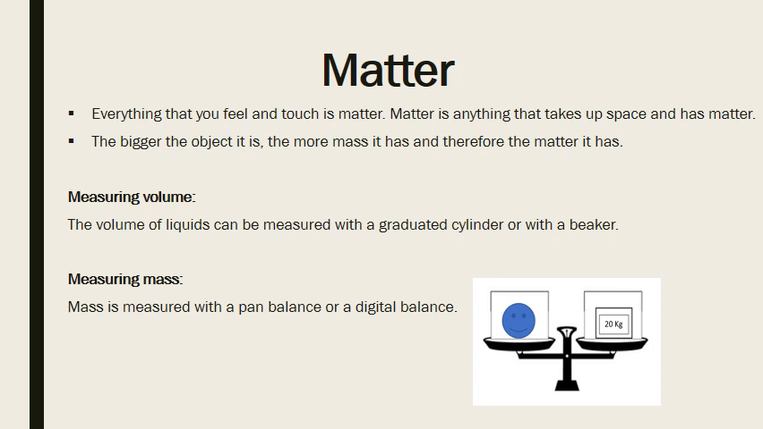We then looked at how we measure volume. We said that we measure volume with 2 things: we can use a graduated cylinder or a beaker. And then we saw how we can measure mass. We said we can use a pan balance or a digital balance.